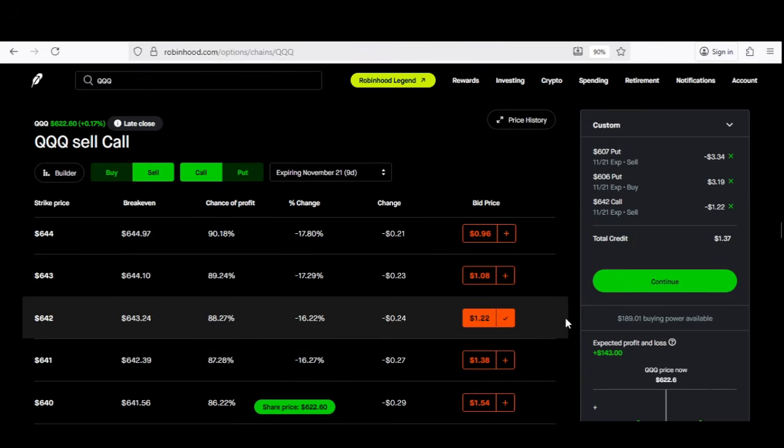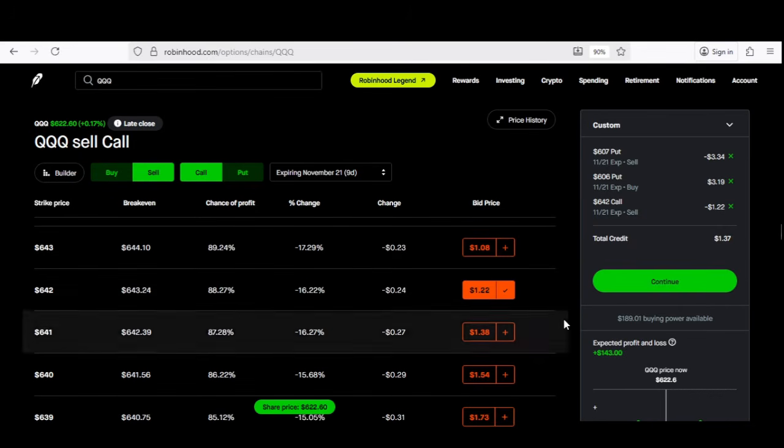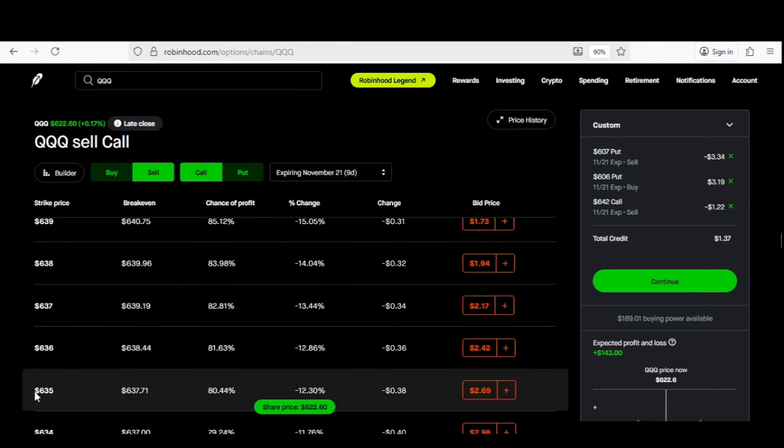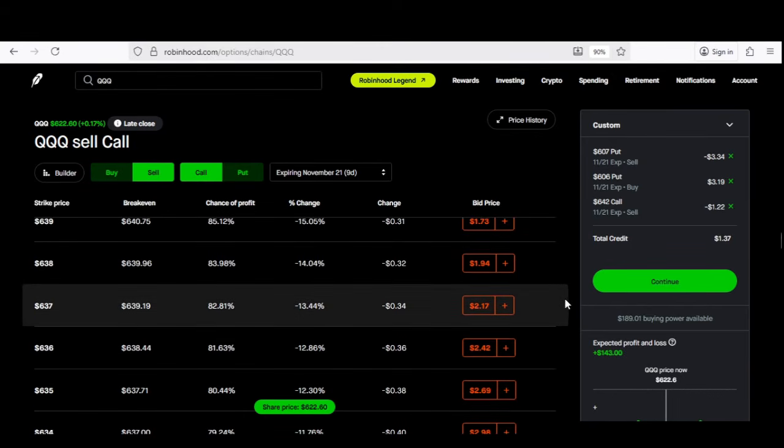Now, the other reason why it went ahead and chose this strike price is because this strike price right here is going to be above the expected move. The expected move for the QQQ around this date is going to be around the 635. So I gave myself a lot of wiggle room.